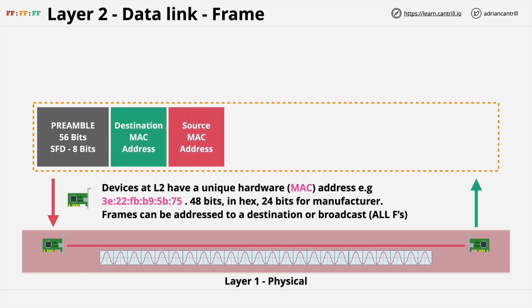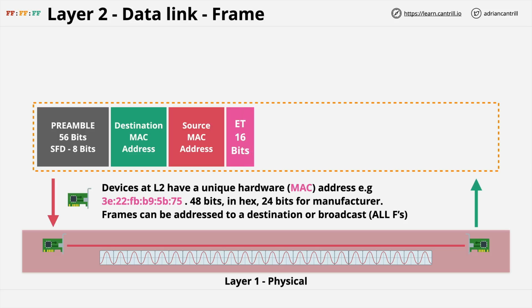So all devices on a layer 2 network have a unique MAC address, and a frame can be sent to a specific device on a network by putting its MAC address in the destination field, or you can put all Fs if you want to send the frame to every device on the local network, and this is known as a broadcast. Now the source MAC address field is set to the device address of whatever is transmitting the frame, and this allows it to receive replies.